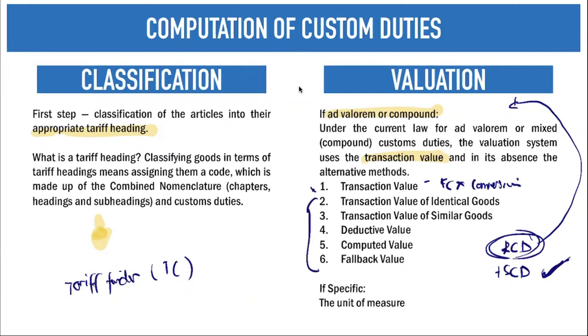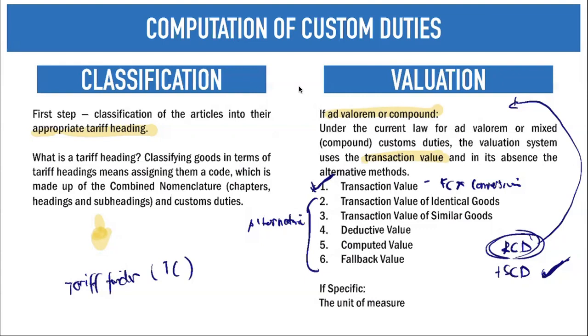If the transaction value is not given, you can use the alternative methods. So what are the alternative methods? Take note, use only the transaction value. If no transaction value, then the alternative methods. The first alternative method is the transaction value of identical goods. If ever you imported an iPhone 12, this is the value provided there. Therefore, if there is another importation and the transaction value is not given, you can get the value of the identical iPhone 12, which is 64 gig and the color is like this.